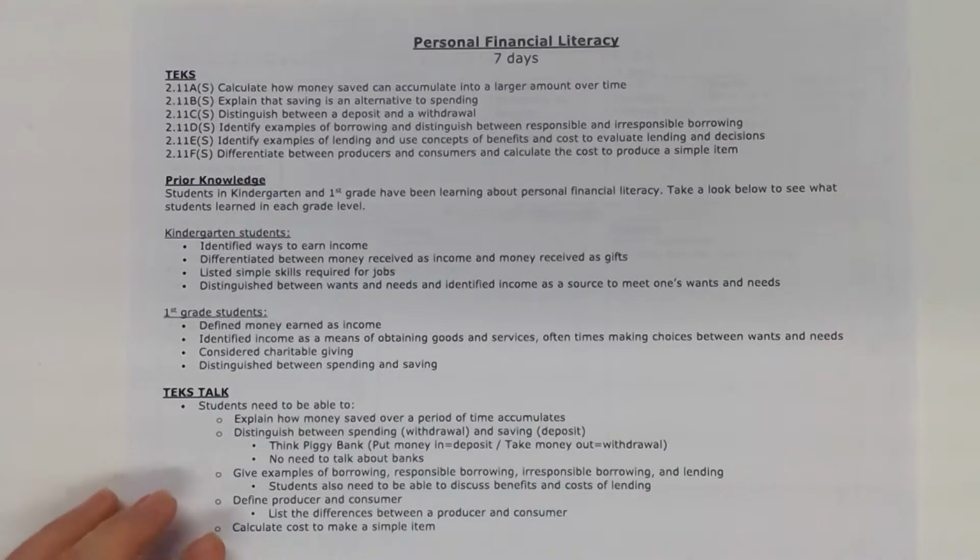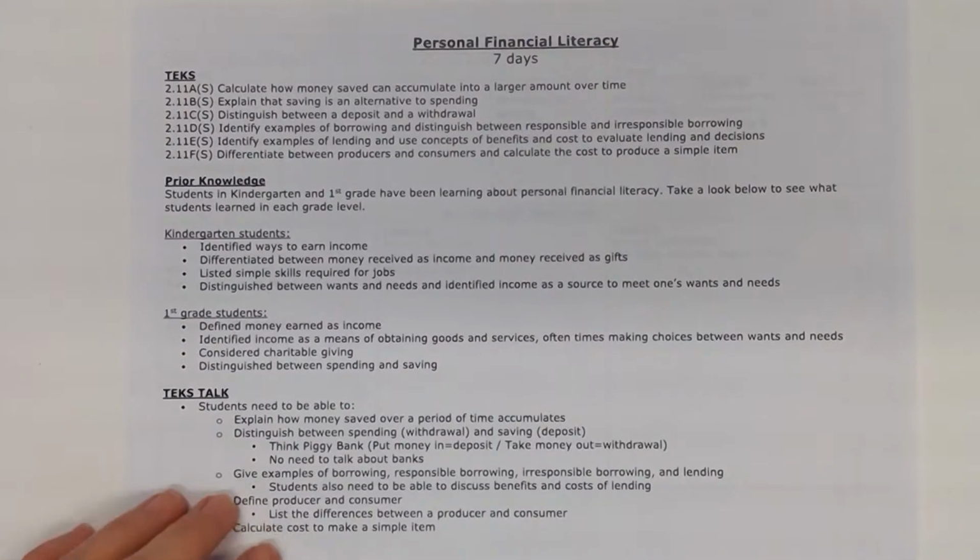We're going to start out by looking at the very first TEK about calculating how money saved can accumulate over time. This picture just really briefly shows how we can demonstrate to the students that if I am doing some work and I want to start saving money for something that I would use later on, then this is how that money accumulates or how it gets bigger.